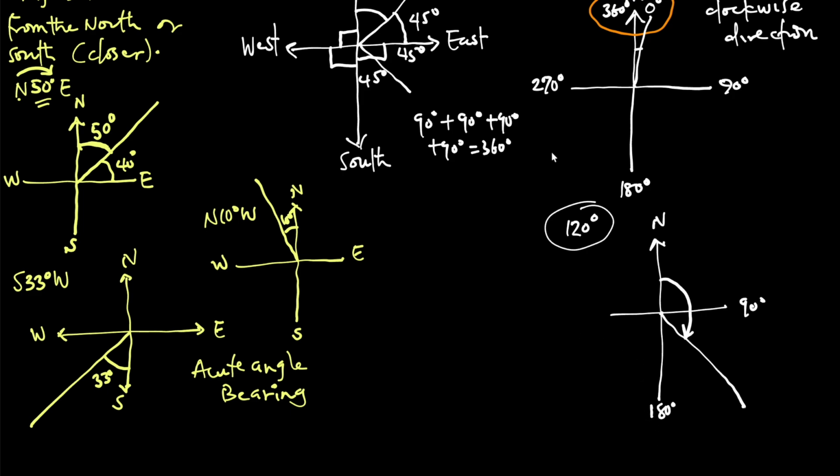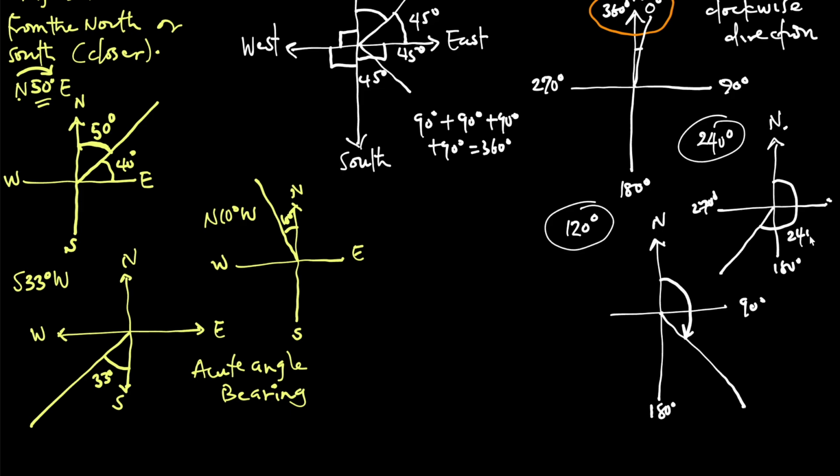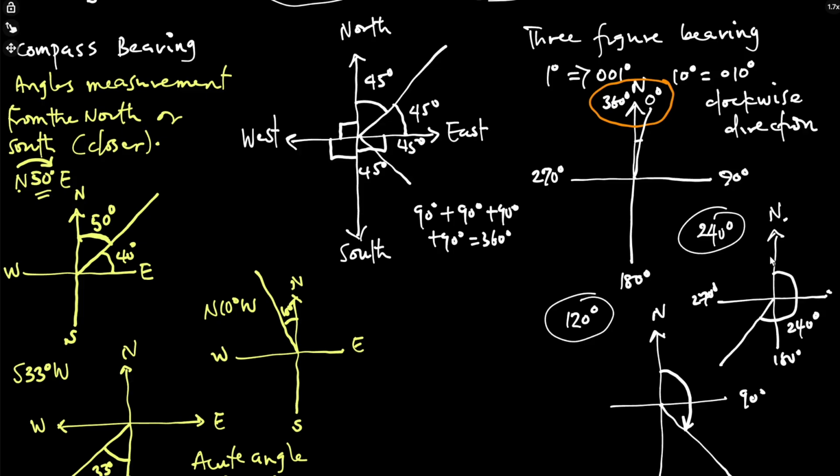Now, the question says you should represent 240 degrees in three figure. So this is the north again. You start your reading. Remember that this is 0, 90, 180, and this is 270. So your 240 goes like this, right in between 180 and 270 degrees. So here we have 240 degrees. So this is how readings are made with three figure bearing as compared to compass bearing.